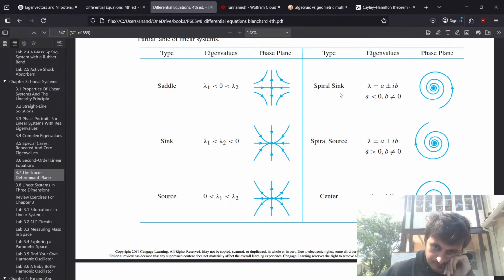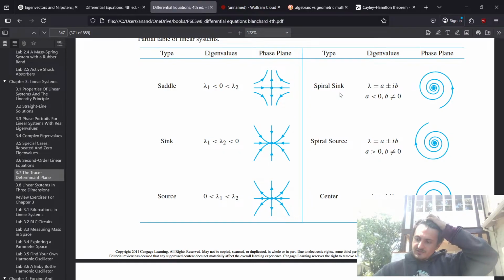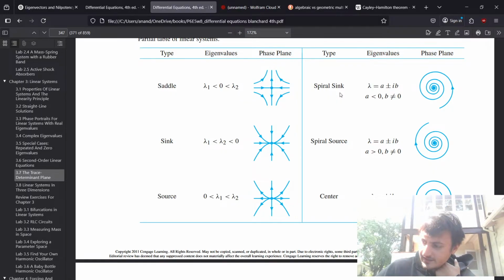a repeated sink, repeated source, then 0 sink, 0 source. How many is that? That's 1, 2, 3, 4, 5, 6, 7, 8, 9, 10. Both 0. 11. What else can there be?